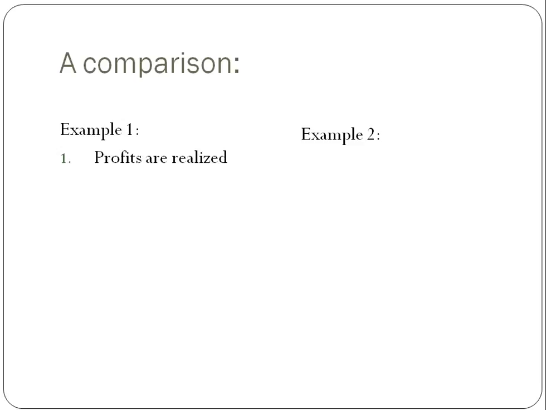Now let us do a comparison between these two examples. In example 1, the profits are realized, which means you are buying the share of Green Factory and selling it down the line 1 year to book the profit. Whereas in example 2, you are just holding the share for a longer period to receive the dividends. Hence only the dividends are realized in form of cash.